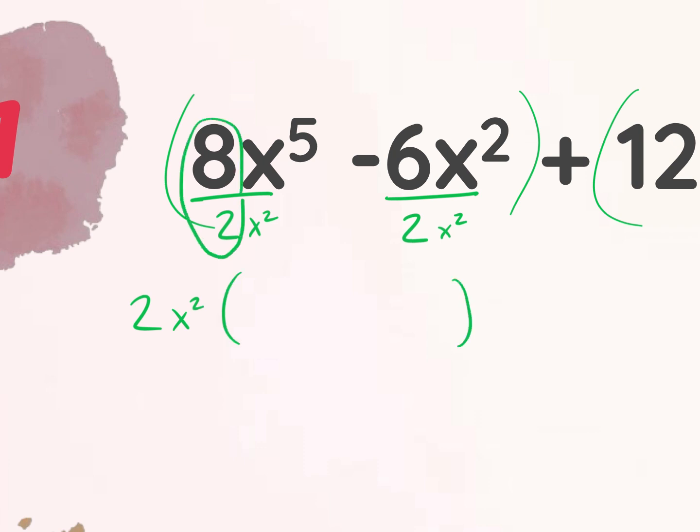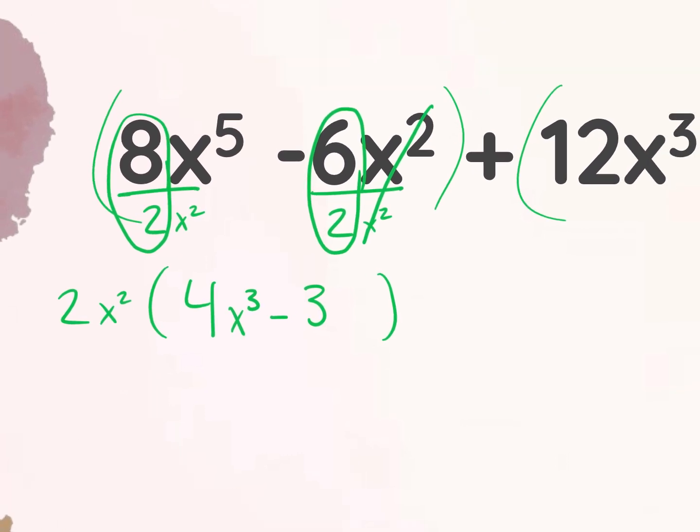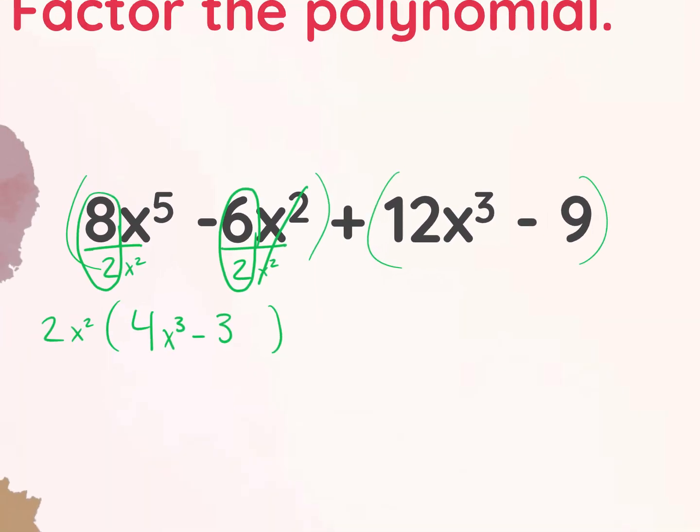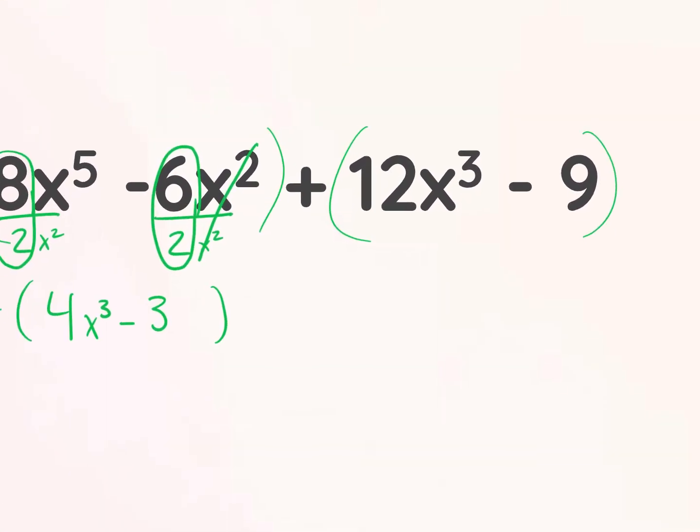So 8 divided by 2 would be 4. And if I have 5 x's and I take 2 away, how many am I left with? So 4x to the 3rd power. What's 6 divided by 2? 3. So minus 3. And then x squared divided by x squared would just cancel. If I have 2 x's and I take 2 away, I have no x's. So there's no x's. Any questions on what we just did there? All right, let's do it again.